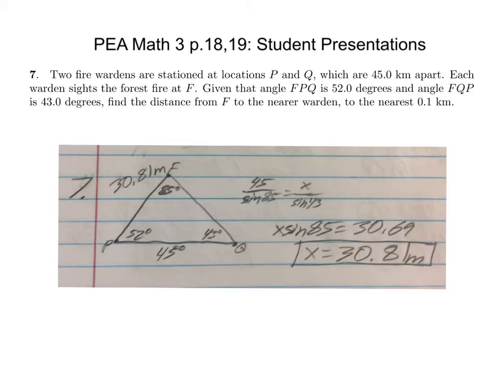So then after you divide 30.69 by the sine of 85, you would get x equals 30.81 meters.